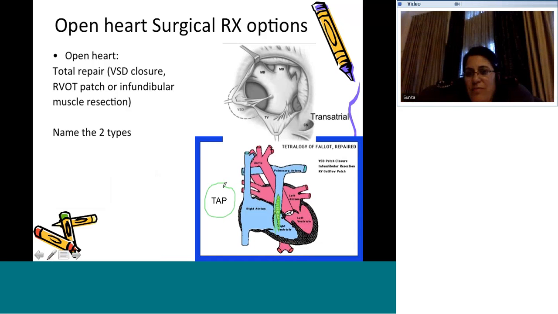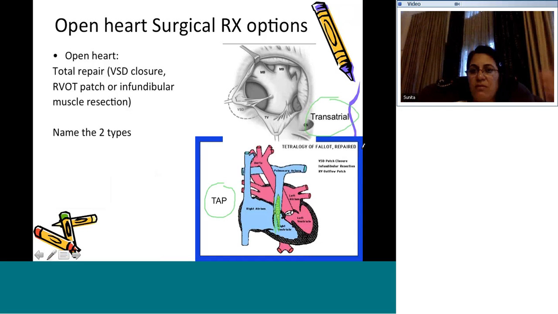The other type, there's no transannular patch. So what is that repair called? What is that repair for tetralogy of Fallot? It is transatrial, where you go through the right atrium, across the tricuspid valve, into the right ventricle, and you remove all the RVOT muscle, but you don't cut across the annulus.